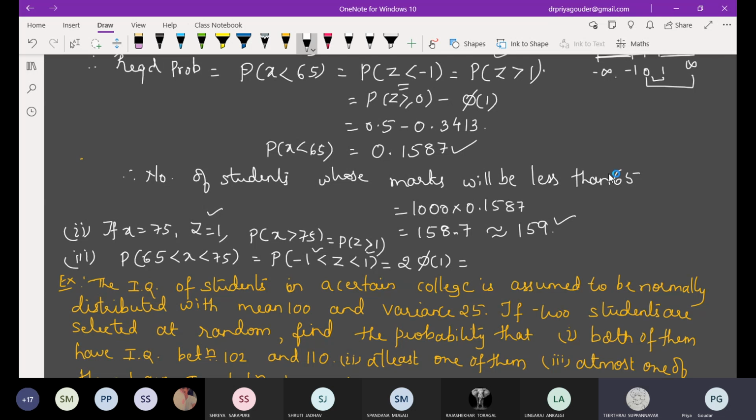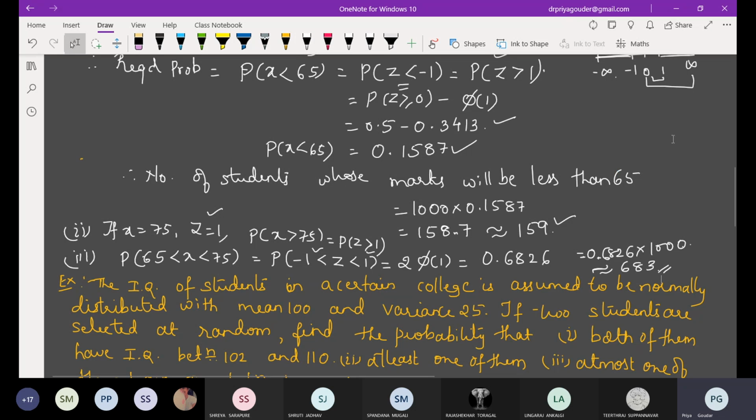Tell me what is the answer. Phi of 1 is what? 0.3413 multiplied by 2 is 0.6826. Okay, so later on you need to multiply this value with 1000. So how many students will get? Approximately 683 or 682? Obviously 3, because it is 682.6 you will get. Make it as 683. Hope the example is clear.